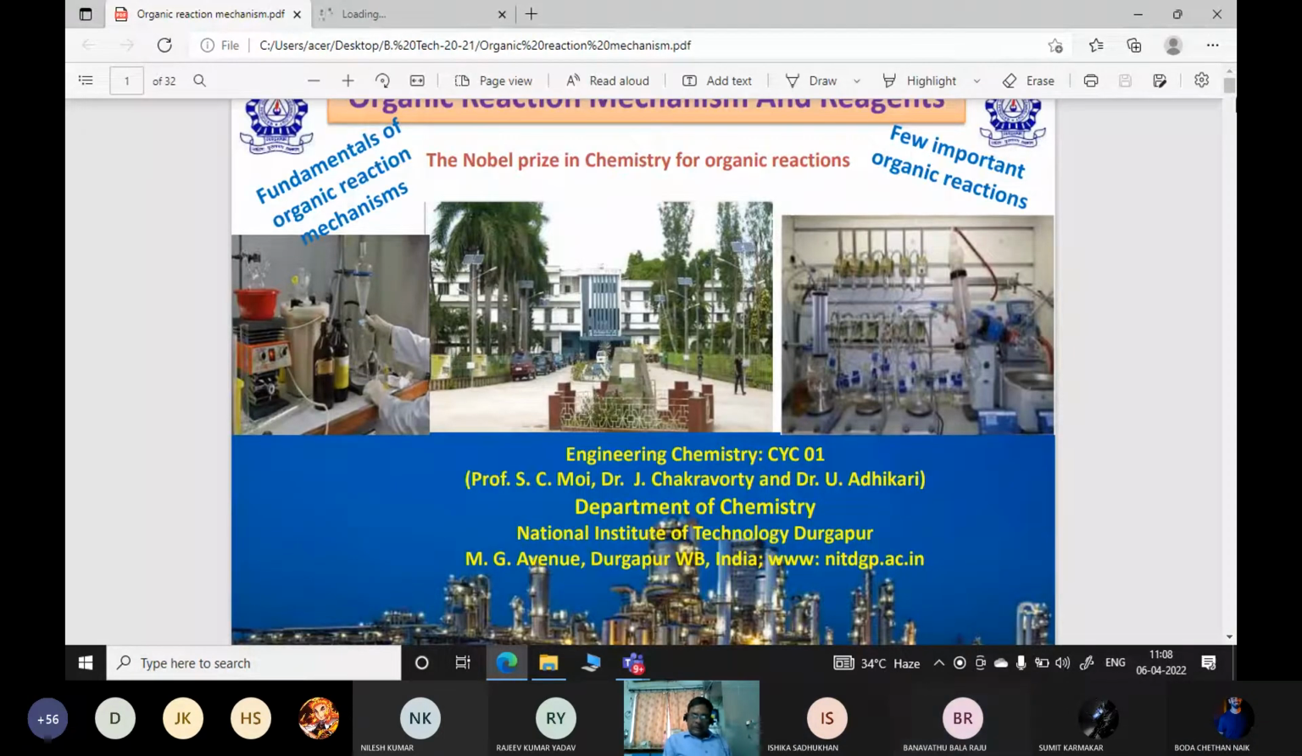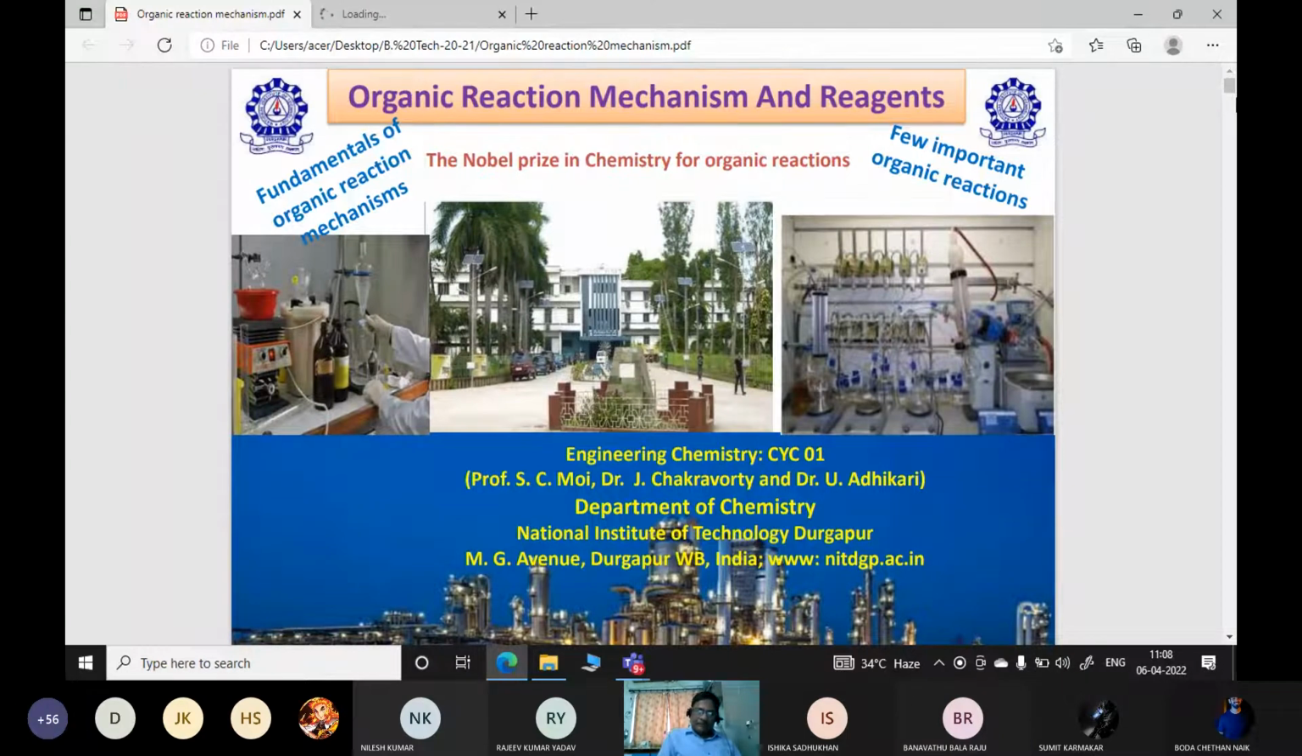So this is the actually chapter 1, our first chapter, that is related with the organic reaction mechanism and some important reagents. Before going into details about this chapter, I will say to you that you have learned organic chemistry in class 11, 12, and you have also solved so many hard problems for JEE Main and Advanced.